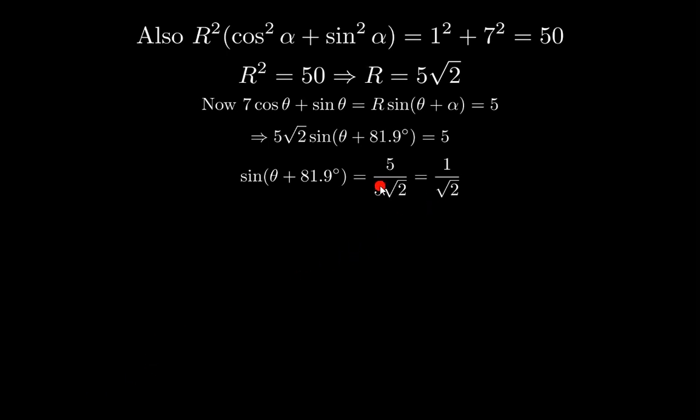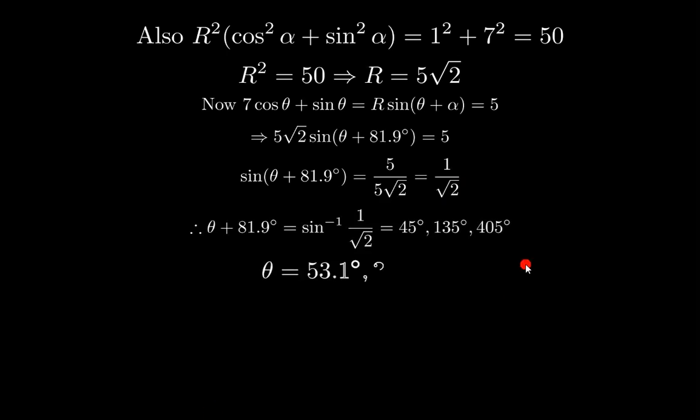So we shall get the arc sine of 1 over root 2. The arc sine of 1 over root 2 is 45. We have another angle in the second quadrant, because sine is positive. That means we are going to work in the first quadrant and the second quadrant.